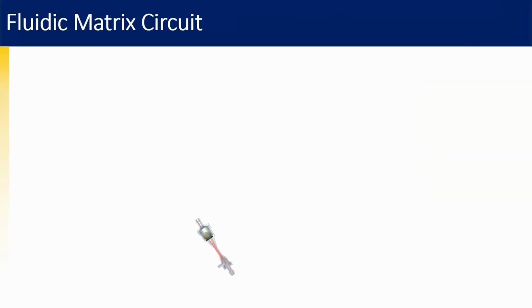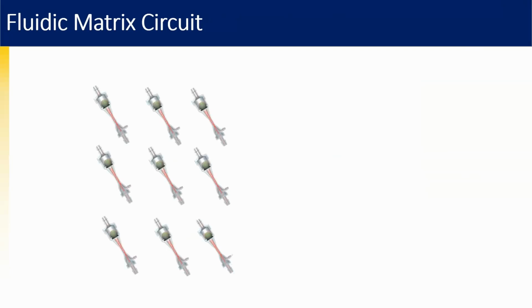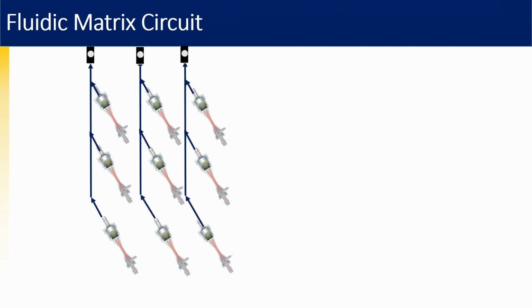Arranging these fluidic logic modules in a 2D matrix pattern, and connecting all the outlets of these fluidic logic modules together in a row, in a column, and connecting all the inlets of these fluidic logic modules in a row enables us to design and control a fluidic matrix.